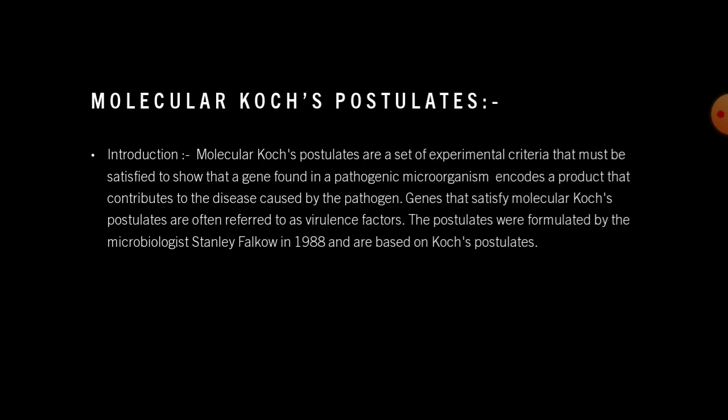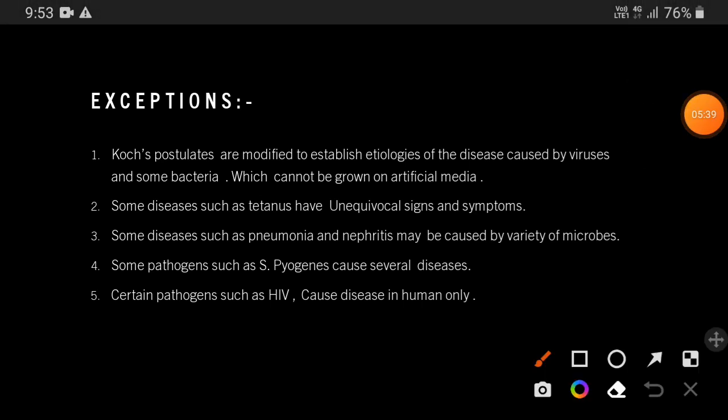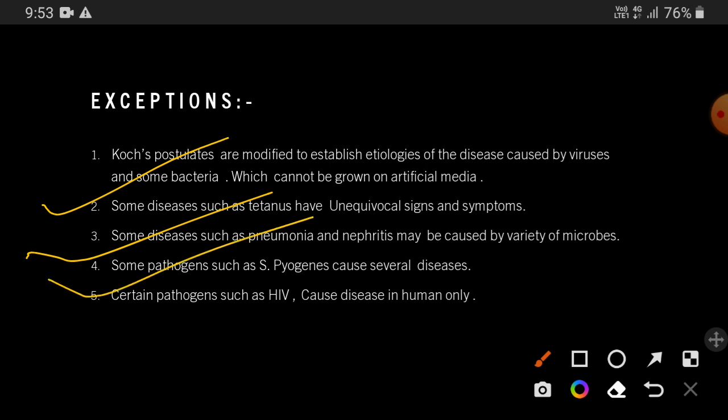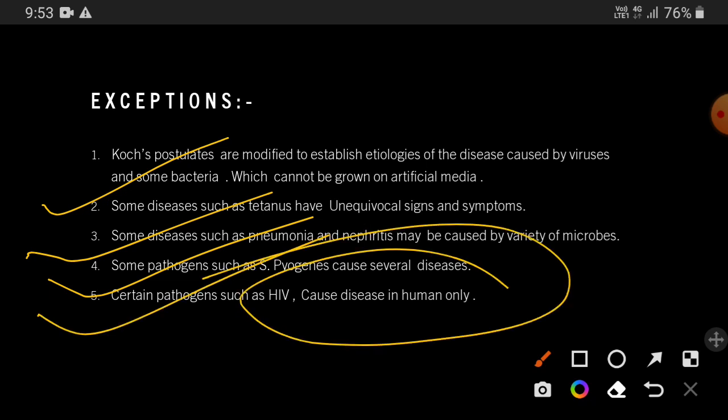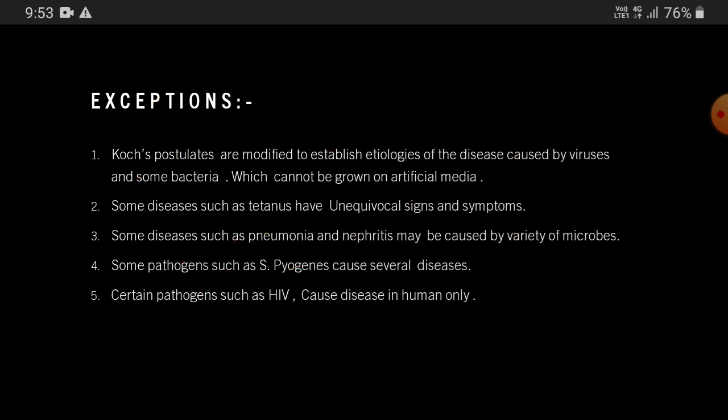So there are various exceptions that I have told you about. Some diseases such as tetanus have unequivocal signs and symptoms. Some diseases such as pneumonia and nephritis may be caused by various pathogens, and some pathogens such as Aspergillus cause several diseases, and certain pathogens such as HIV only infect humans. And Koch's postulates are modified to establish the etiology of disease, that means the basis of disease caused by various viruses and some bacteria which cannot be grown on artificial media. Okay, so those are the exceptions, right?